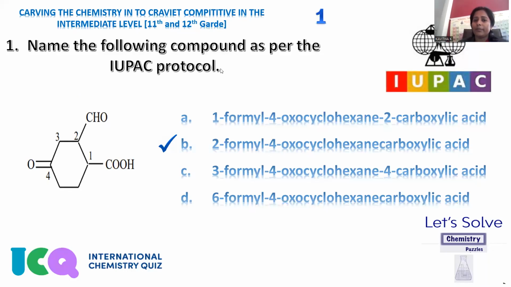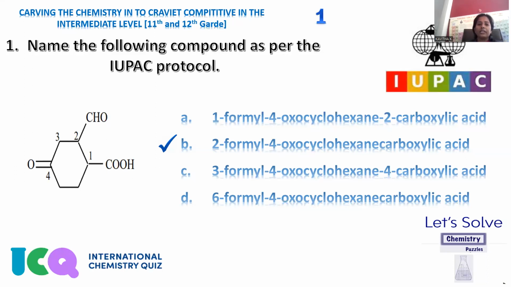Name the following compound as per the IUPAC protocol. IUPAC stands for International Union for Pure and Applied Chemistry. As per this, for an organic compound, we need to assign the name. IUPAC is the kind of organization which provides the rules and regulations in order to assign the naming for organic compounds, right? So here is the cyclic compound which is having ketone, aldehyde and carboxylic acid.